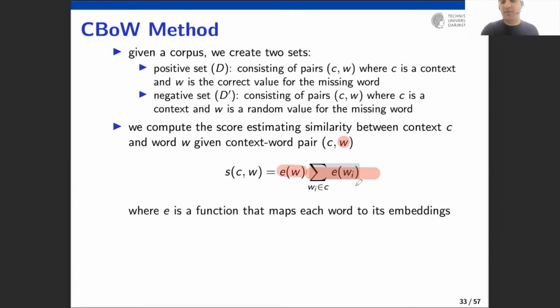So we use the dot product between the vector representation of the given word and the vector representation of the context, to estimate the semantic similarity between the context and the given word. And E is a function that maps each word to its embedding.